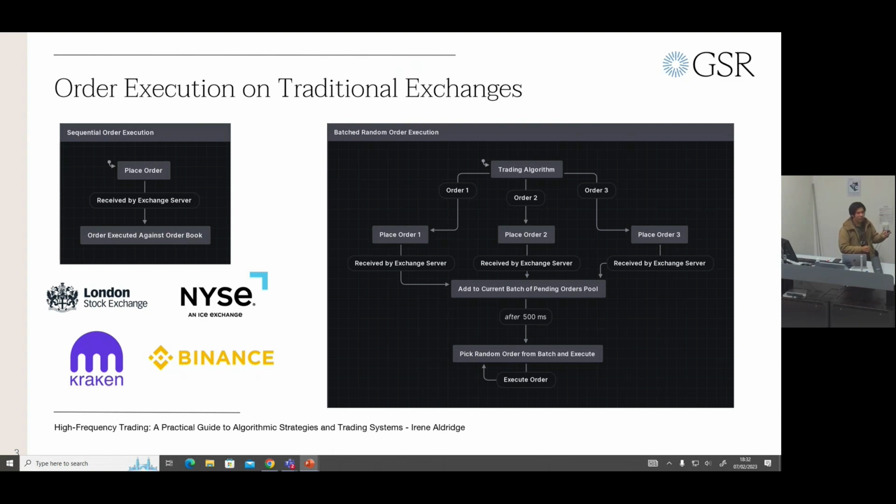Whenever you're submitting those orders through one of these different exchanges, so London Stock Exchange, Binance, another good example might be the Crypto.com app, these exchanges, as I said, follow a sequential order execution. What that means is once you submit the order, anyone else that submits an order after you gets their order processed after you.